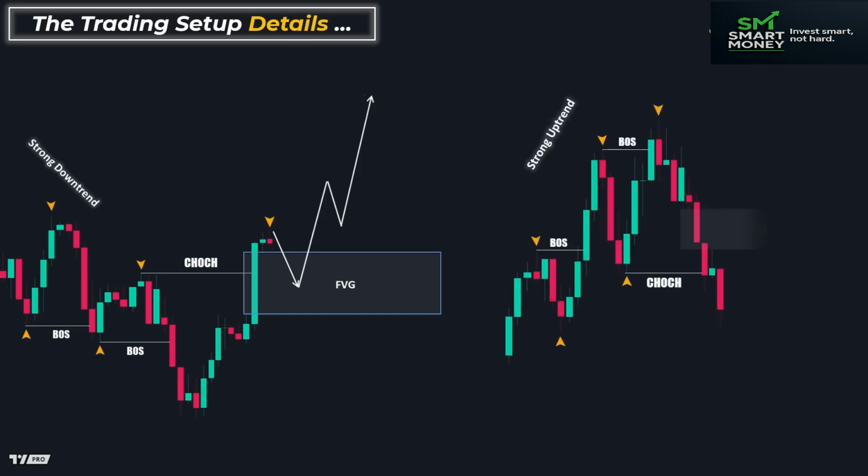Similarly, in a bearish scenario, the same logic applies, but in reverse. The setup occurs when price forms a bearish change of character with inefficiency during a strong uptrend, and then taps into a bearish classic fair value gap, signaling a potential shift from bullish momentum to bearish pressure.